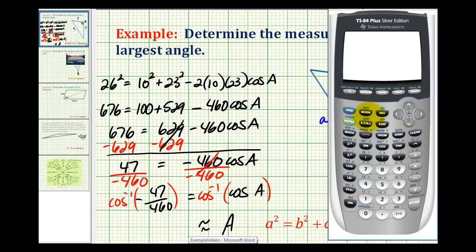Let's make sure our calculator is in degree mode. So we'll go to the third row and highlight degree, press enter. Go back to the home screen. Now I'll press second cosine, and then we'll type in negative 47 divided by 460. So angle A is approximately 95.9 degrees.